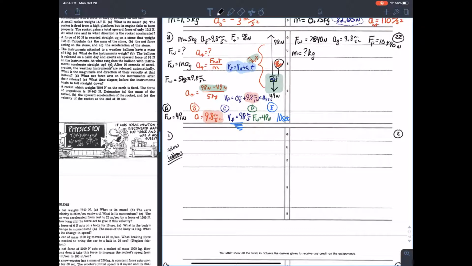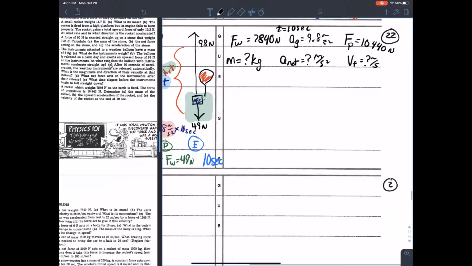And it says, what is the upward acceleration of the object? So I'll put net acceleration here, meters per second squared. And then it says the last part, what's the velocity after 10 seconds? So I'll put velocity, question mark. We have to put in our time of 10 seconds here. All right, a lot of information, but it's not a problem if you take it step by step.